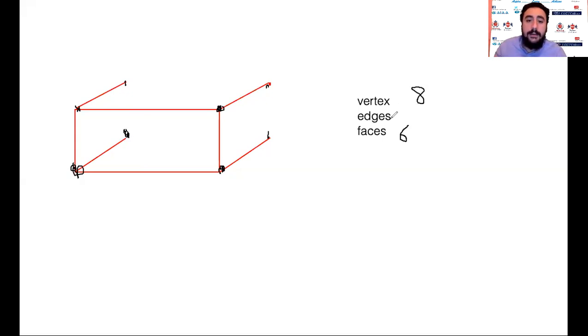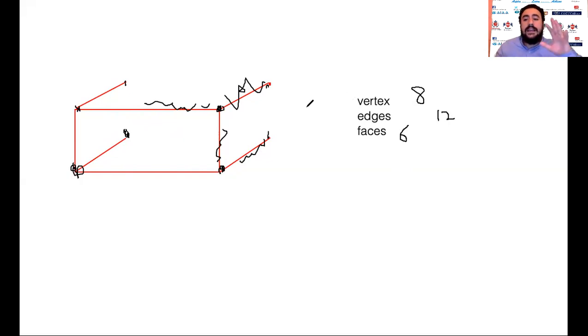8 vertices. About edges, this is the edge. This line is an edge. So we have 4 edges up, and we have 4 edges down. So it's going to be 8. And we have 2 here and 2 here. So it's going to be 8 and 4, 12 edges, as Anna said.